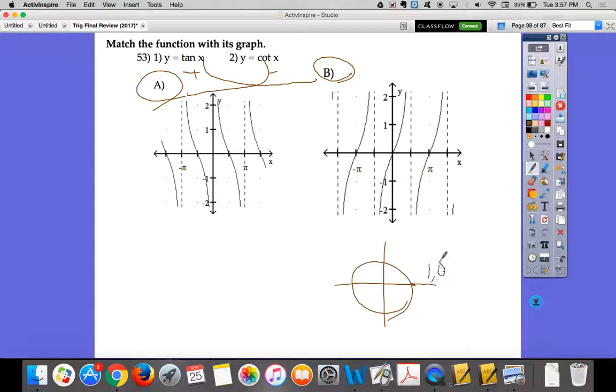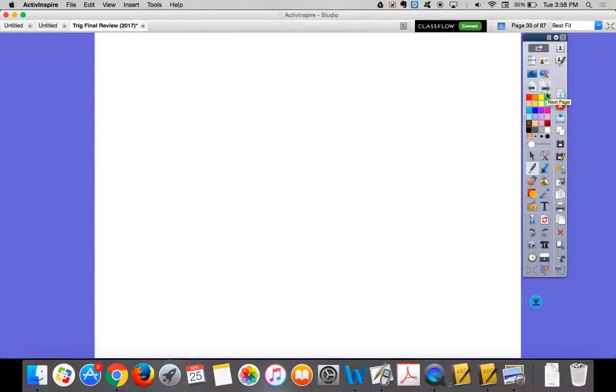This is 1, 0, and tangent is always going to be sine over cosine. This is sine and this is cosine. So if I do tangent of 0, 0 is 0 over 1, which is just 0. So the one that goes through 0, this one, is tangent. Cotangent is cosine over sine, which would be undefined, 1 over 0. So that would give you A. So there's a couple of different things that you can do to figure it out.